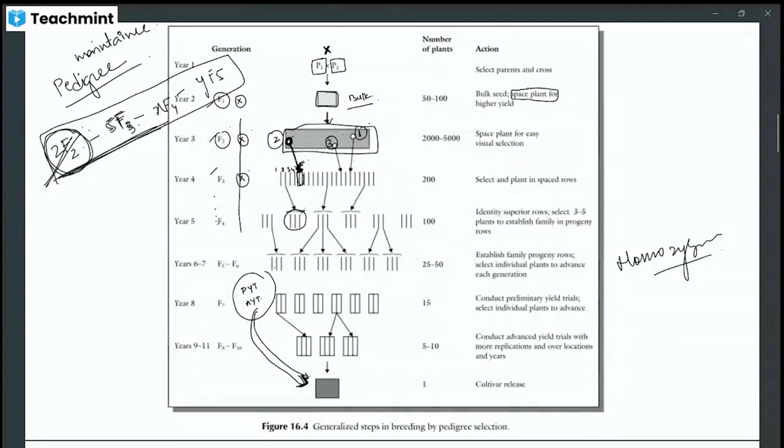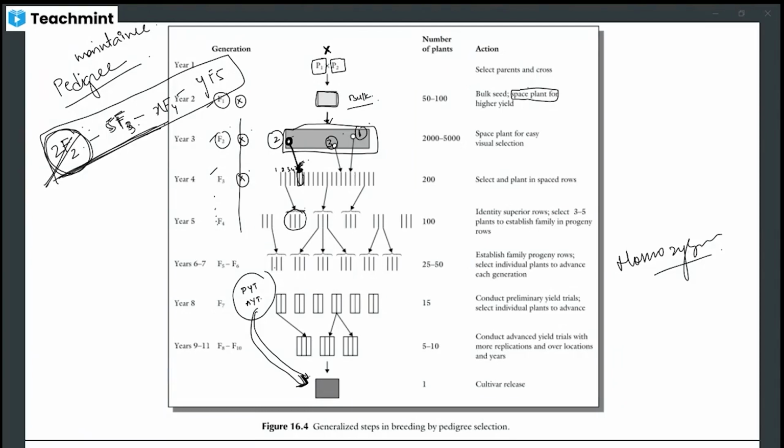Is it okay? See, in the breeding procedures, there will be very few questions, like who proposed the method, what do you mean by the method, what will be the ultimate product from this method, etc.